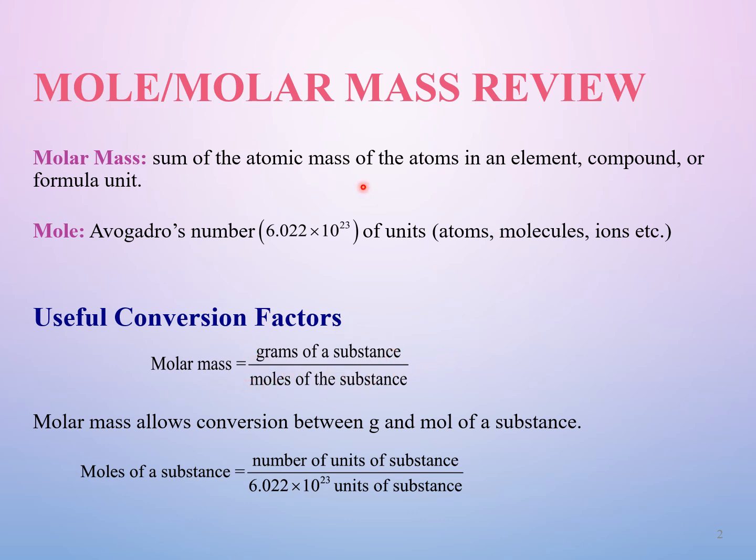And you can also calculate the molar mass of a compound from the values in the periodic table, using the atomic mass of each kind of element in there, adding them up. Avogadro's number is 6.022 times 10 to the power 23, and that will be used in the calculations as well.